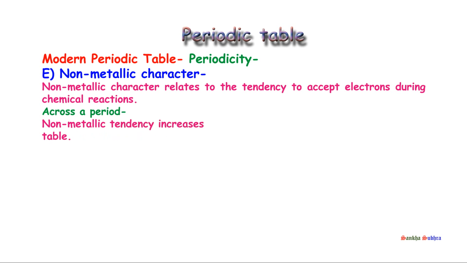Now, if we move across a period from left to right, then the non-metallic tendency will be increased. As we know that across a period from left to right, the size of the atoms is going to be reduced. As a result, the tendency of attracting electrons is going to be increased. So, non-metallic character will be increased.